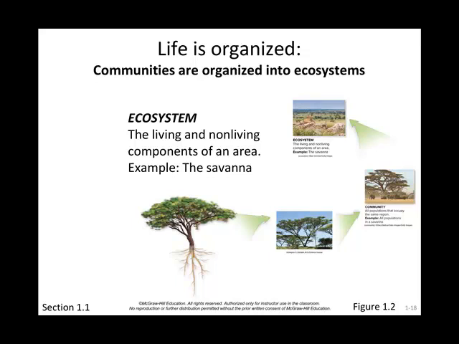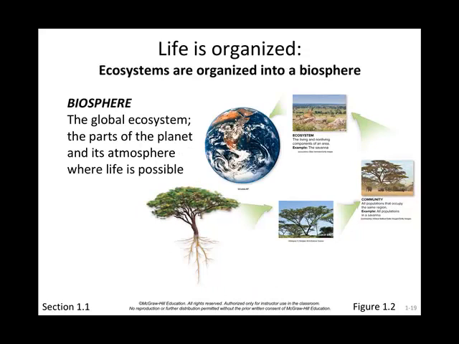Then we get to the ecosystem, which includes both the living and the non-living components in that geographical area. That would include the rocks, waters, mountains, and other non-living parts of the system. Lastly, the biosphere is the most inclusive category, encompassing the entire global ecosystem. This includes the atmosphere and the entire planet where life is possible.